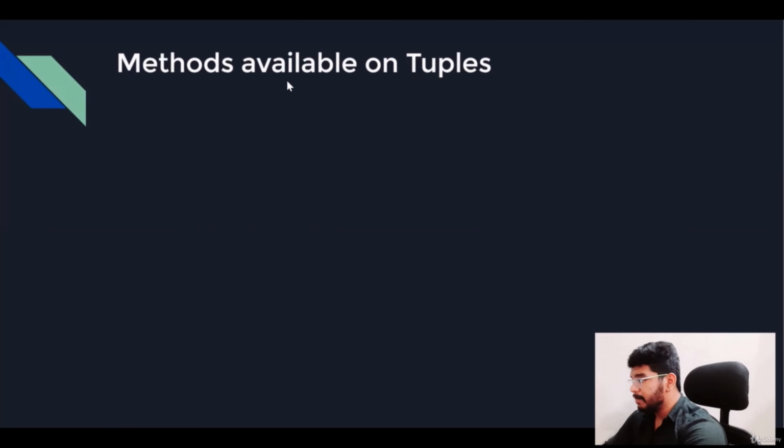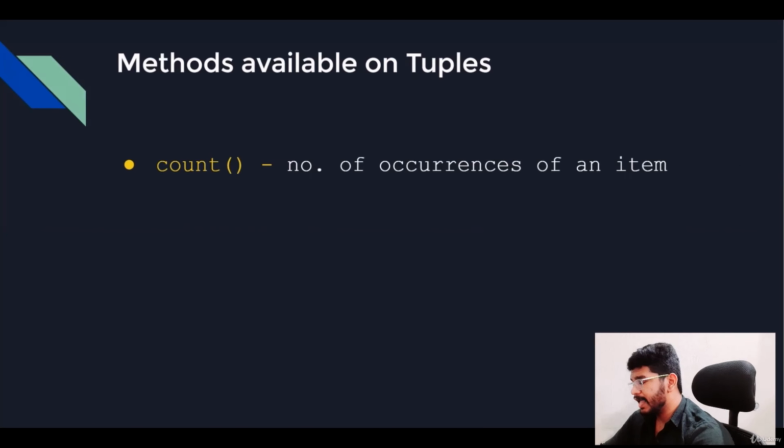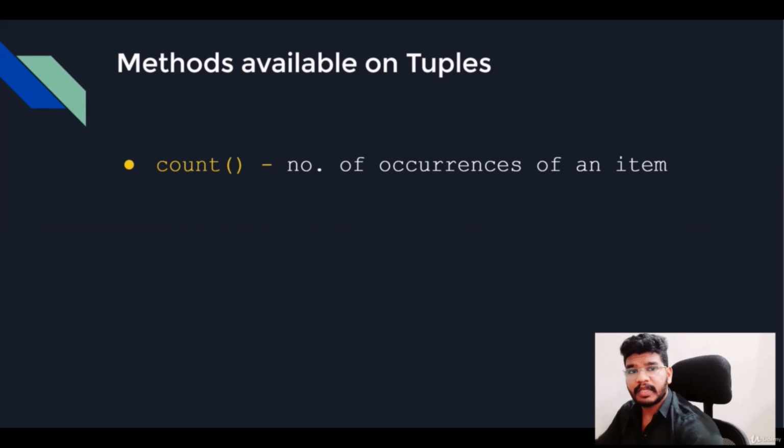So now we'll see what are the methods of tuples. The first method is count. It counts the number of occurrences of an item. So if I pass an element, an item, to this count function, it will tell me how many times the particular item is repeated in a tuple.